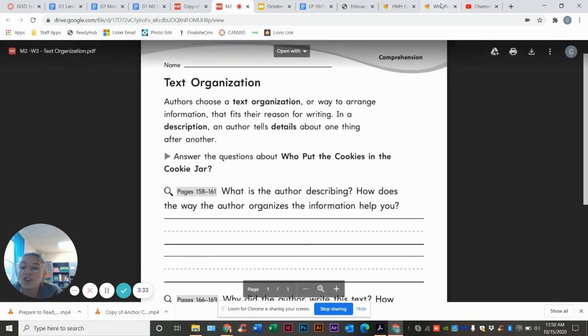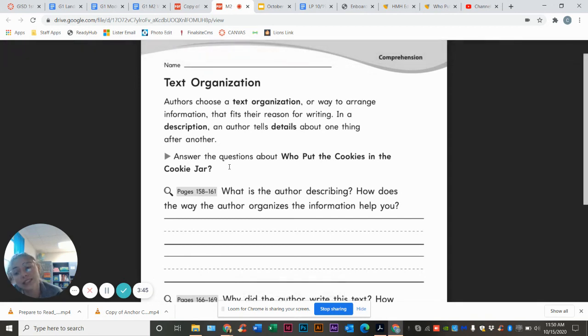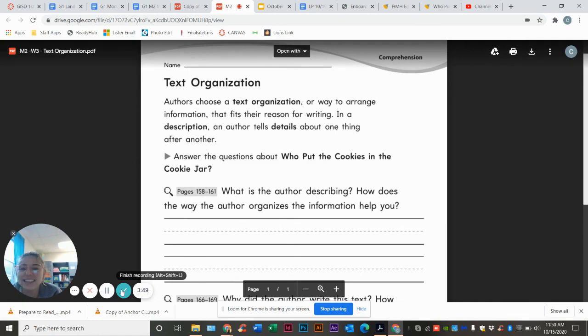If you want to go back and reread the story about the cookie jar, you can go back to your HMH account and type in who put the cookies in the cookie jar. If not, I read it to you yesterday. You can go back to your Tuesday learning, Tuesday, and watch the video of the story again.